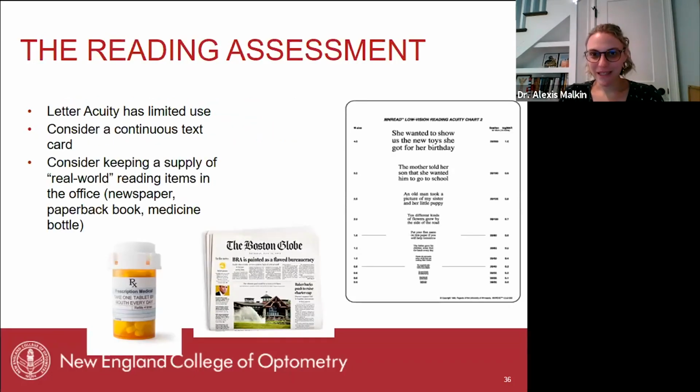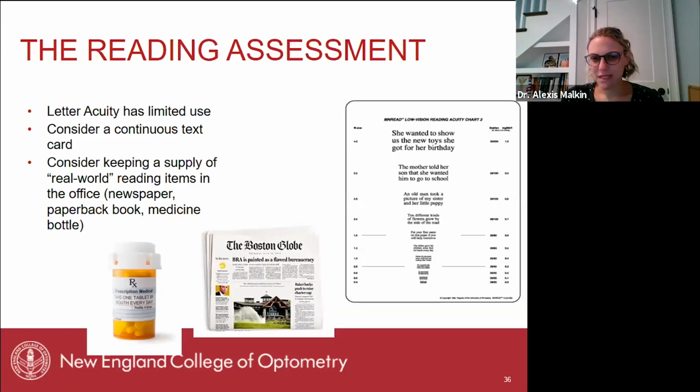So now we've done our history, we've measured acuity, we've gotten our contrast, we've refracted our patient, and we really get to the meat of what we're doing in the low vision exam. We get to that reading assessment. So, letter acuity at near can be done. In my opinion, it has pretty limited use unless your patient is only interested in spot reading a number or a letter here and there, if they're not literate and they don't have a goal of any kind of fluent reading. Otherwise, I think it's more important to use some kind of continuous text card.